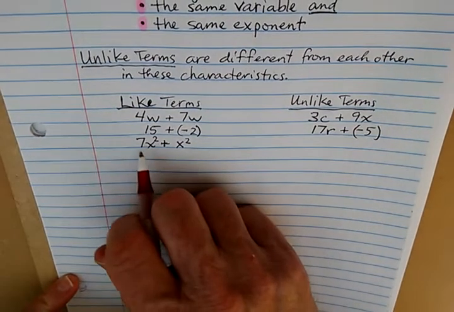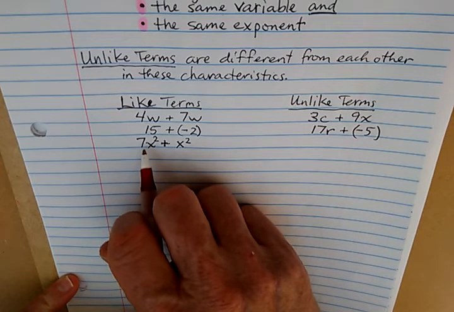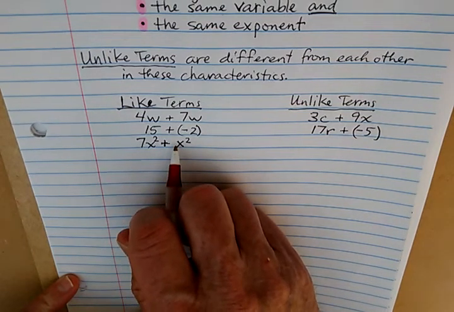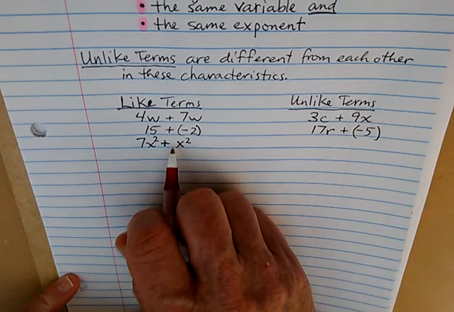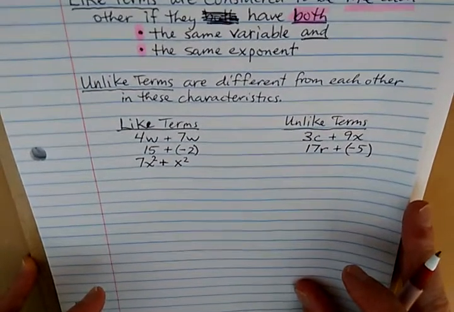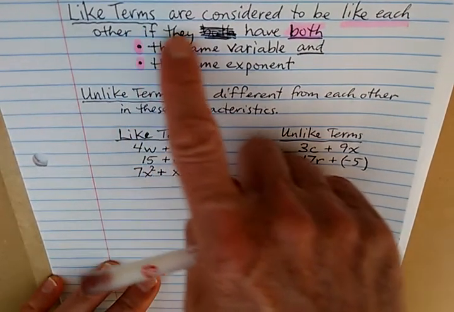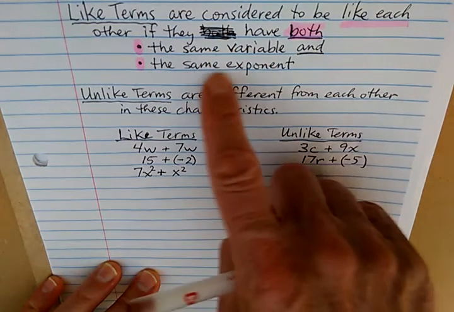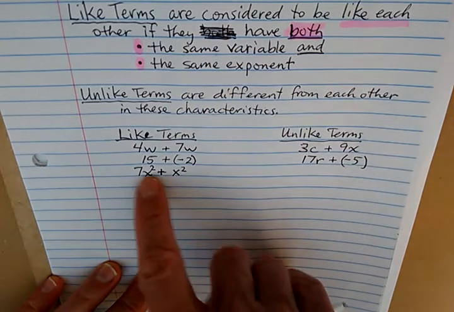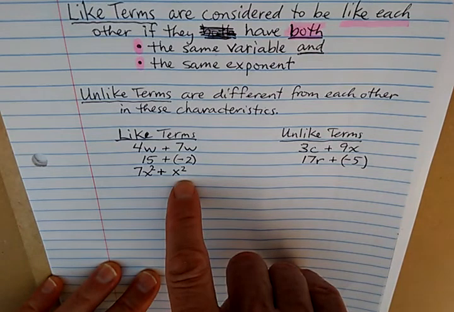Notice there's one of them has a number in front. There's a coefficient on this one, and this one doesn't have a number in front. That's okay, because that's not important for determining like terms. The only thing that's important for like terms is they have to have the same variable and the same exponent. So we can say, yes, these are like each other.